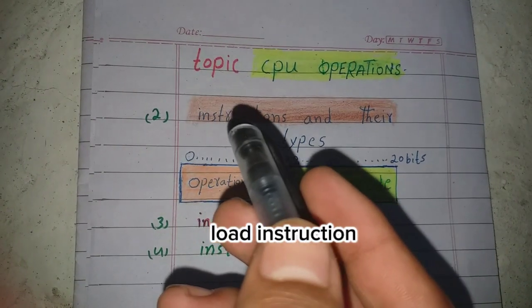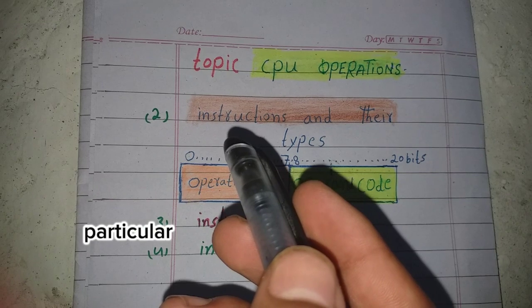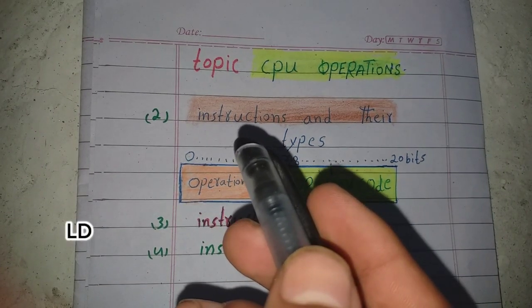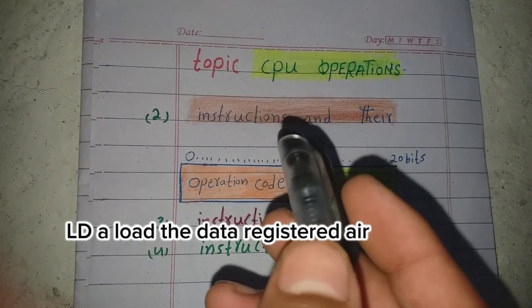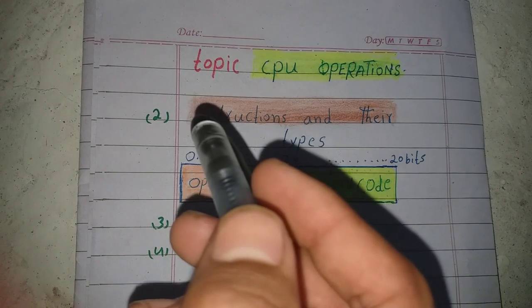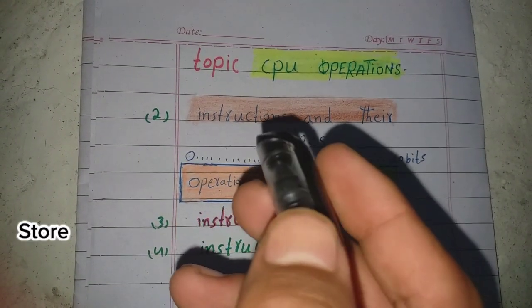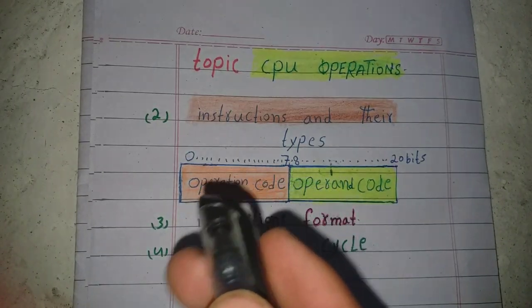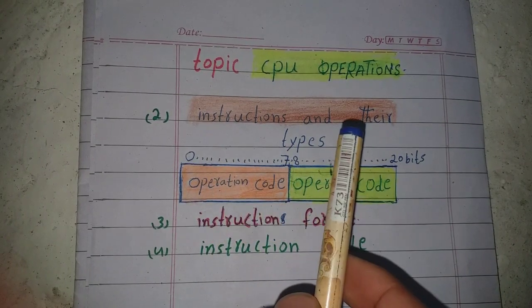Load instruction. What is load instruction? The load instruction loads a particular register's content from memory. For example, LDA loads the data into register A from memory. Number third, store, STO. The instruction stores information from a register to a memory location.